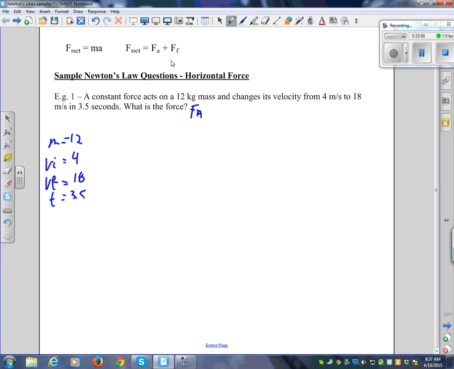Now, you might say, Mr. Bennett, I thought FF was negative. Well, it is, okay? But the net force is the sum. You add up all the forces, but the value of FF is going to be negative.